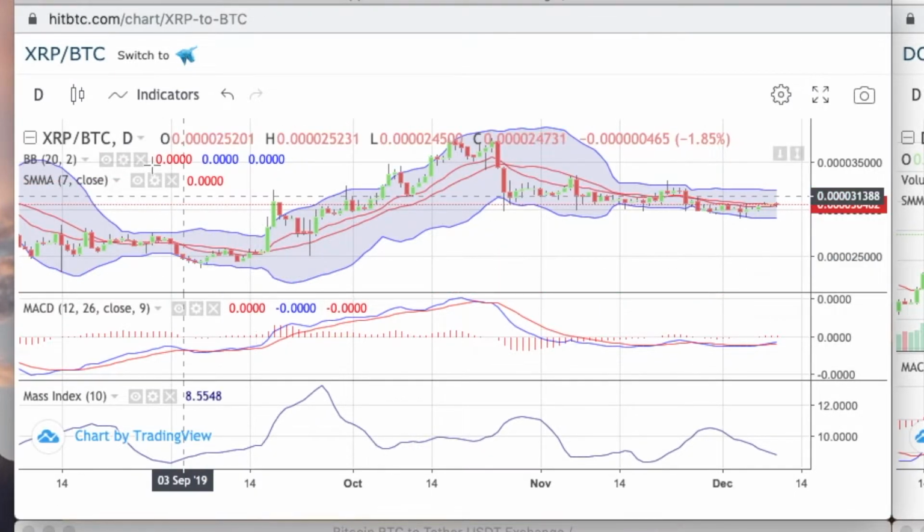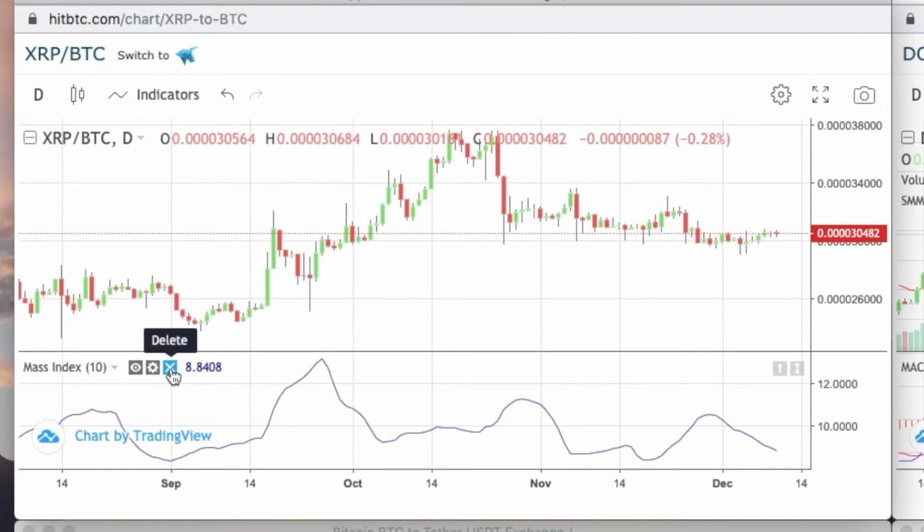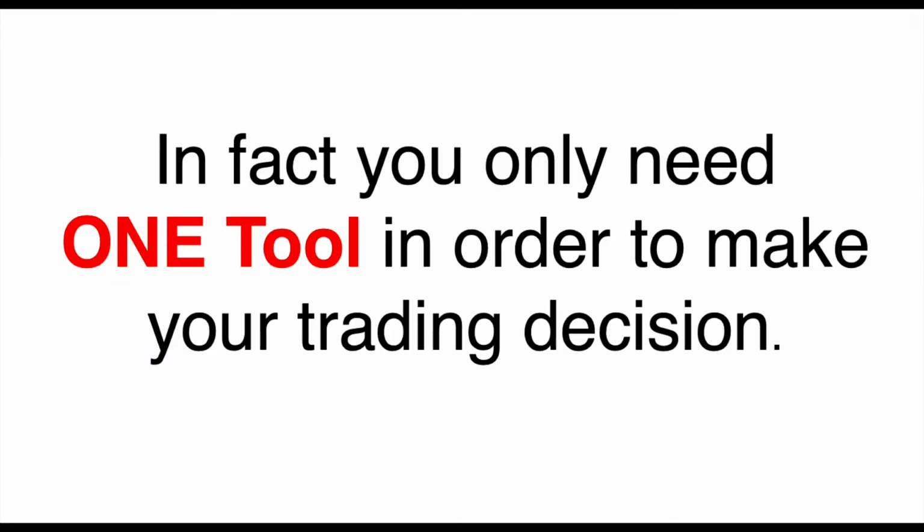Bollinger Bands, you don't need them. Moving averages, you don't need them. MACD, you don't need it. A mass index, you don't need it. In fact, you only need one tool in order to make your trading decisions.